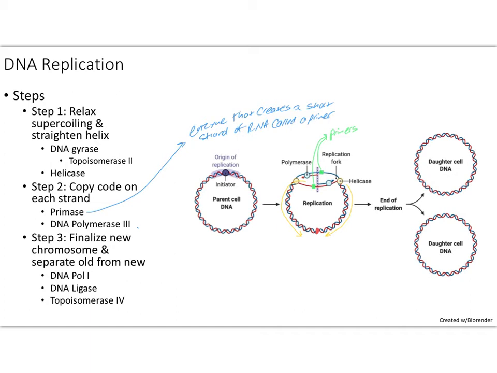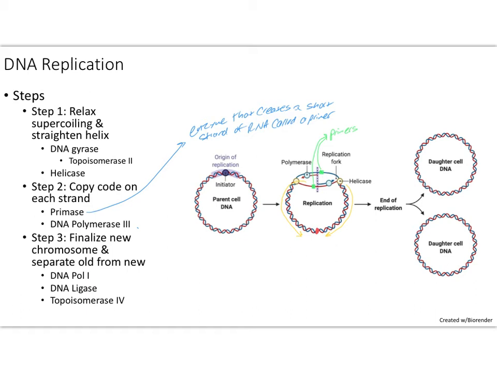Check for mistakes, fix any mistakes potentially, fill in the gaps from the RNA primers, and make sure everything is basically filled in. There aren't any big spaces. DNA ligase will go and seal up any places that DNA polymerase 1 has had to fix. So if DNA polymerase 1 had to add in nucleotides, DNA ligase will make sure everything is sealed, those nucleotides are in the right place, and they're not going to go floating off into the cytoplasm somewhere. And then topoisomerase 4 will actually separate out the 2 new complete chromosomes from each other.